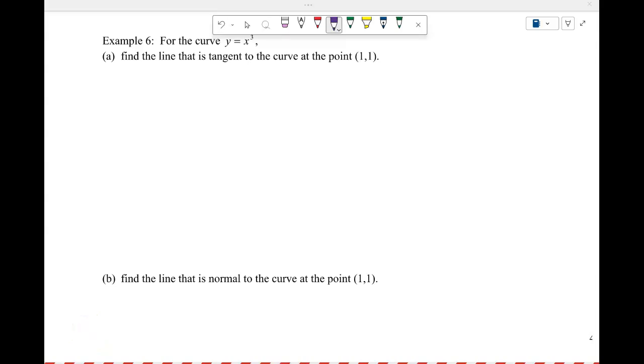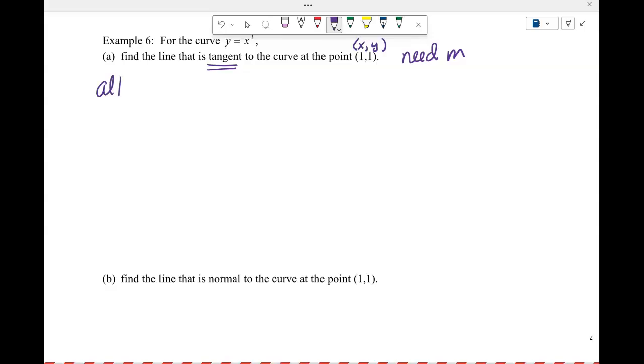Example 6 says, for the curve y equals x to the third, find the line that is tangent to the curve at the point (1, 1). So when x is 1, y is 1. So we know the point, guys. The tangent means the tangent line, so we need a slope. To find the slope, remember, we now know two different ways, right? The formal definition of the derivative and the alternative, which is the derivative at a point.